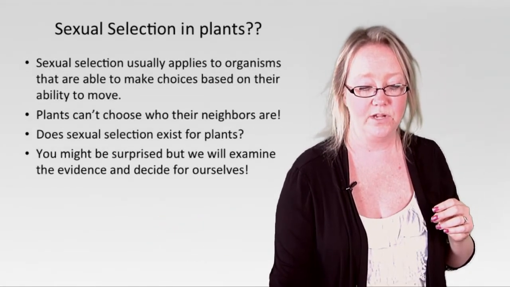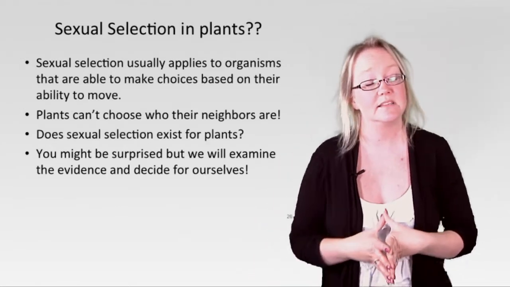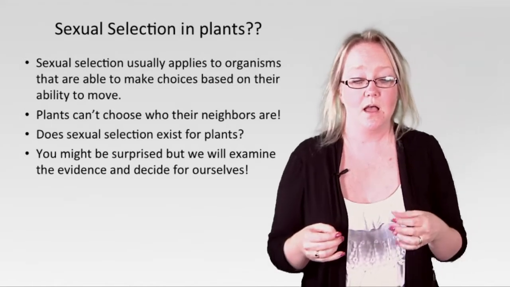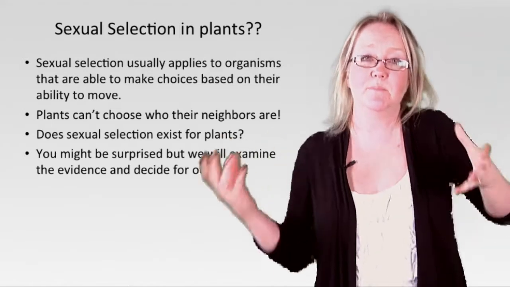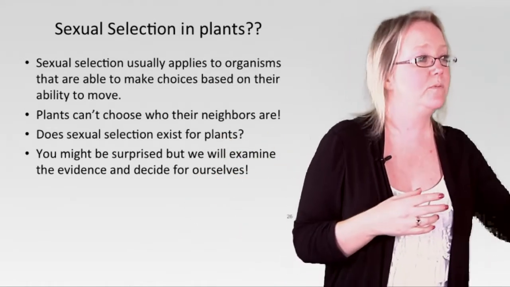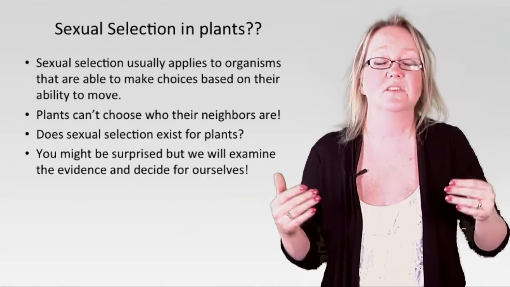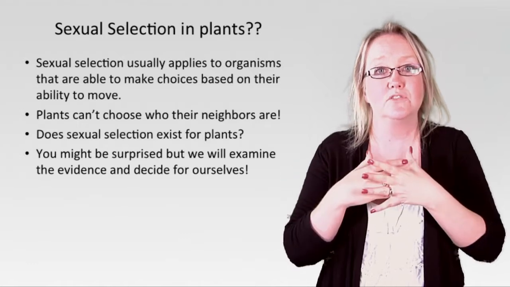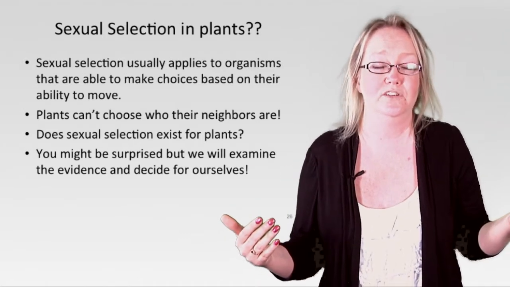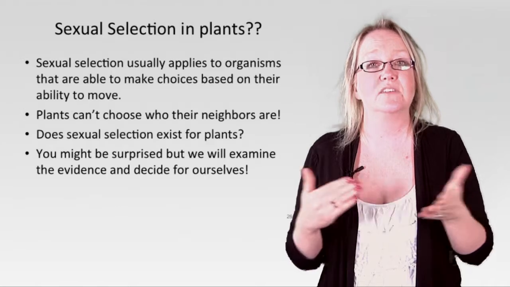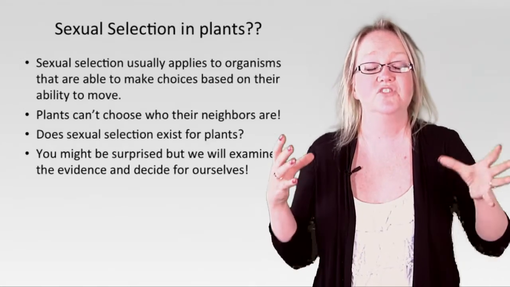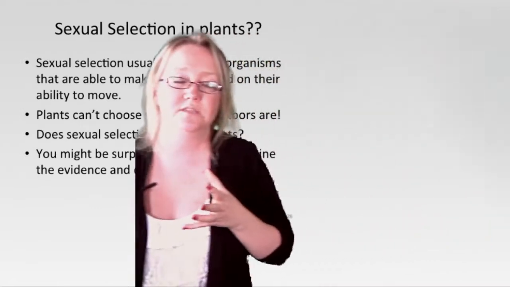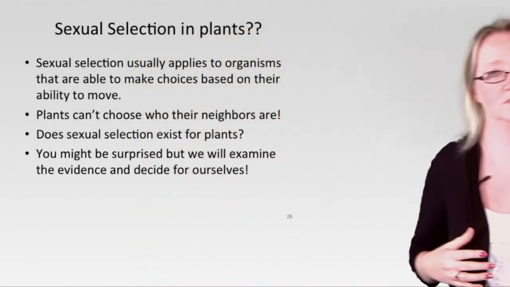And then finally, we are going to look at sexual selection in plants in the fourth week of this grouping. Some people think sexual selection happens in plants, and some people think it doesn't. Generally, sexual selection happens in organisms that are able to make choices about who they're going to breed with. In order to make choices, generally you have to be able to move around. And actually, I'm going to choose this guy as opposed to this guy.